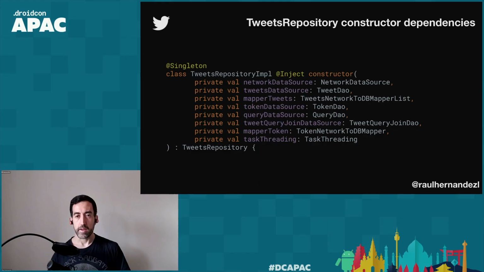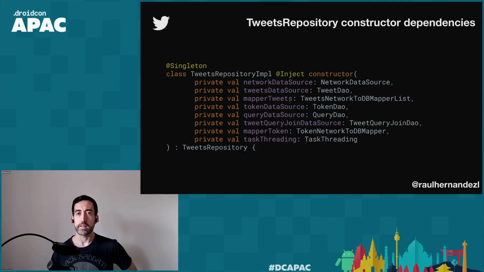I have inside that the network data source, which is basically the entity that you saw a moment ago. And then I have the different tables, the tweet, the token, the query, the combination of the token with the query, and then the different mappers to pass different entities from the network to the data source.